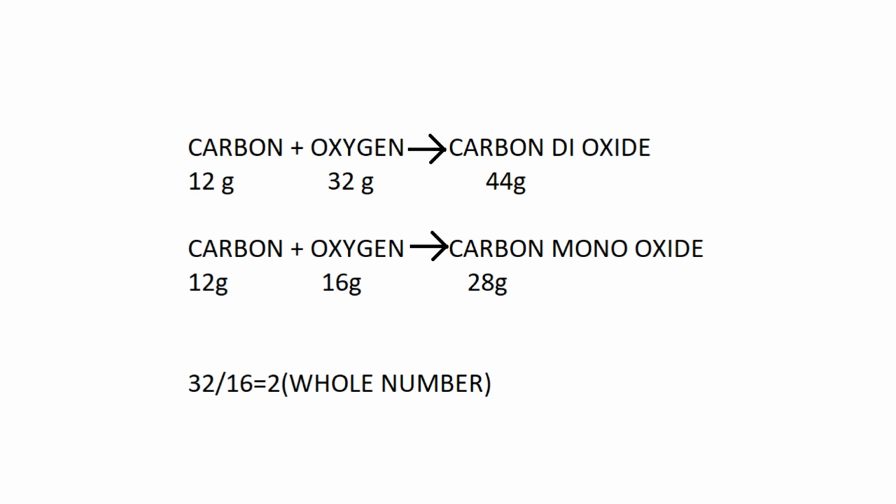Then the carbon amount is fixed, that is 12 gram in both the cases. Then the amount of oxygen, that is 32 gram in first case and 16 gram in second case. Now this ratio 32 ratio 16, that is 2. It must always be a whole number. This is the law of multiple proportion.